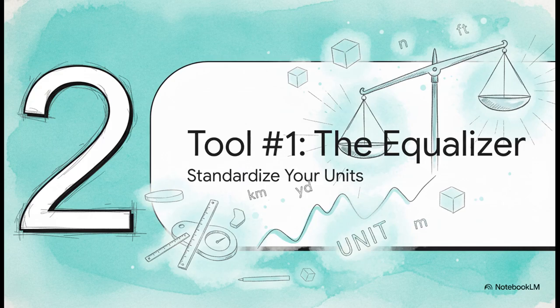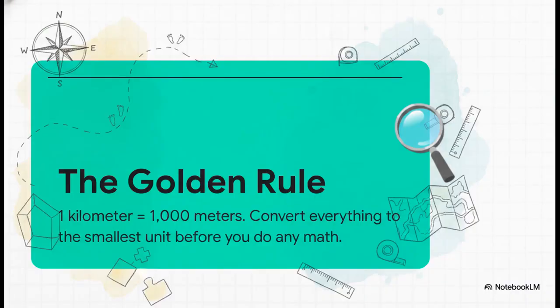So, how do we beat this? Well, we need our first tool. Let's just call it the equalizer. This is what's going to make everything consistent and clear up all that confusion before we even think about doing any math. And here's the golden rule, the most important part. 1 kilometer is 1,000 meters. You've got to remember that.